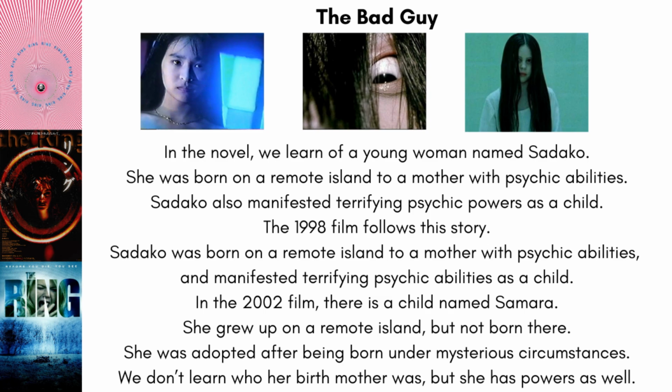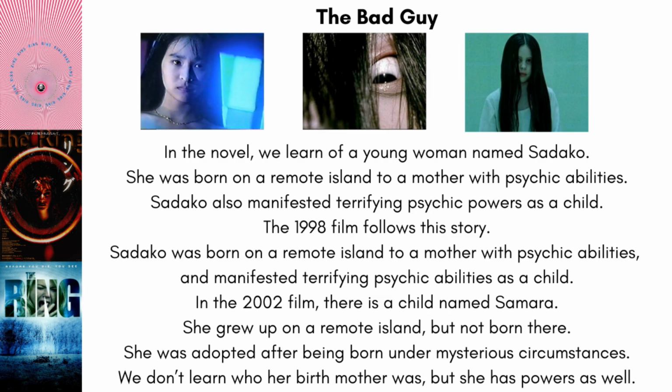In the novel, we learn of a young woman named Sadako. She was born on a remote island to a mother with psychic abilities. Sadako also manifested terrifying psychic powers as a child. The 1998 film follows this story. Sadako was born on a remote island to a mother with psychic abilities and manifested terrifying psychic abilities as a child. In the 2002 film, there was a child named Samara.